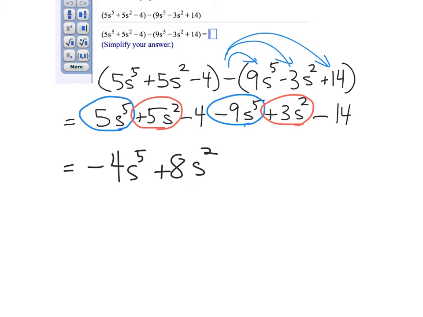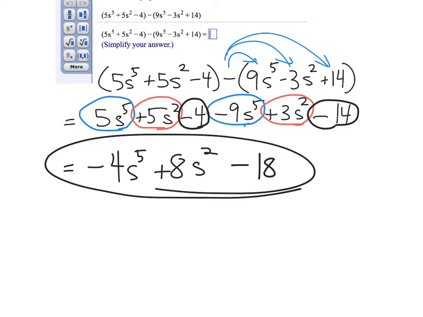And then we have negative 4, negative 14. So that gives us negative 18. And there is our answer.